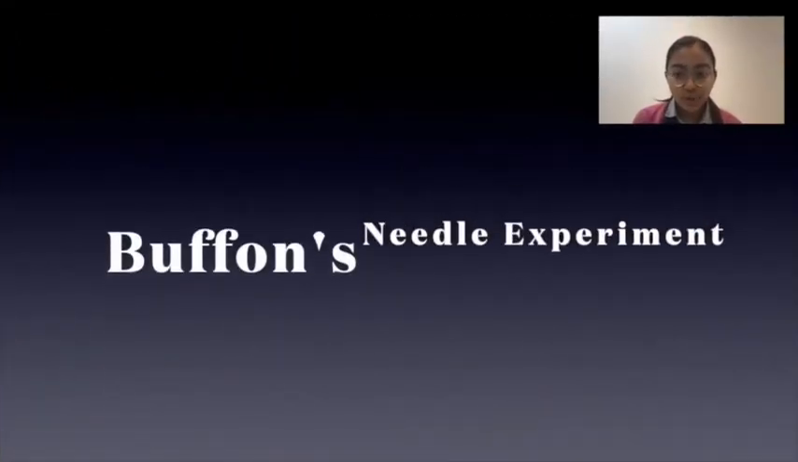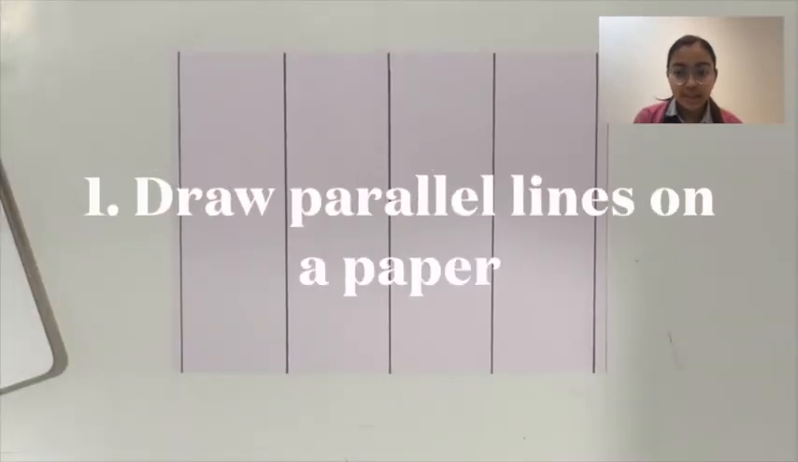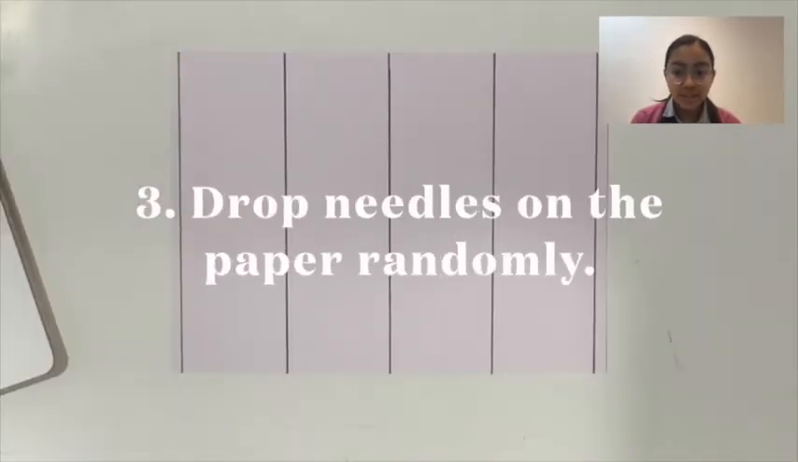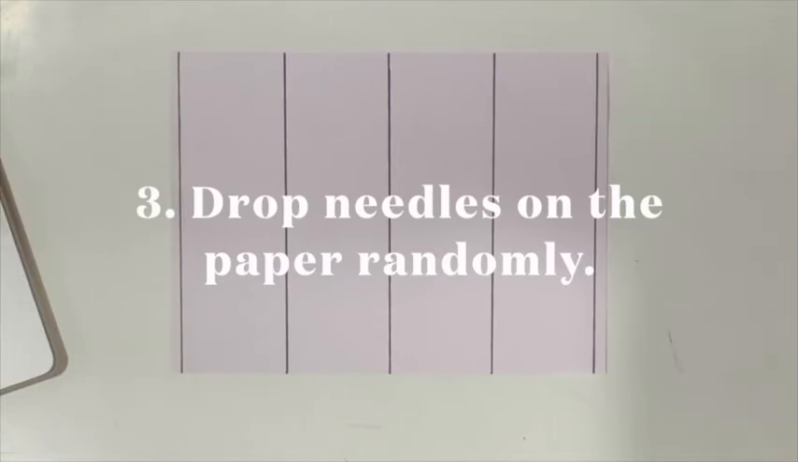Now let's show you how to do this experiment. Firstly, we use a blank A4 sized paper. We then draw parallel vertical lines on the paper. We need to keep in mind that the distance between two lines should be twice the length of the needles we use. After that, we drop a bunch of needles randomly on the paper.